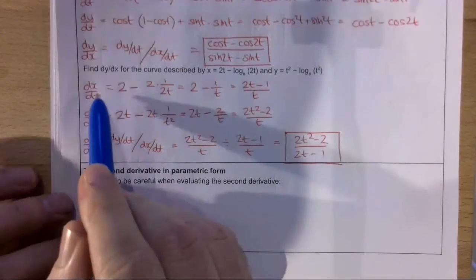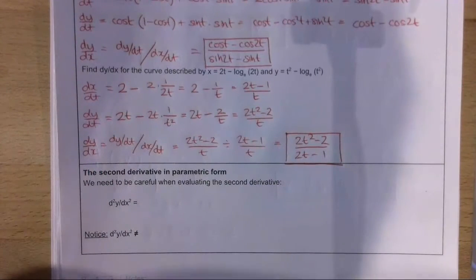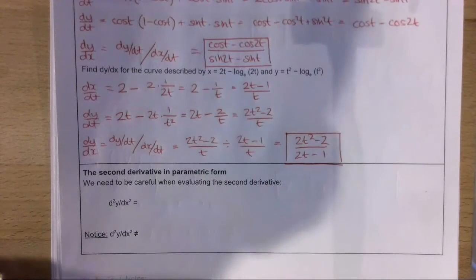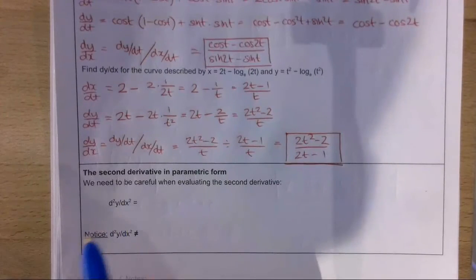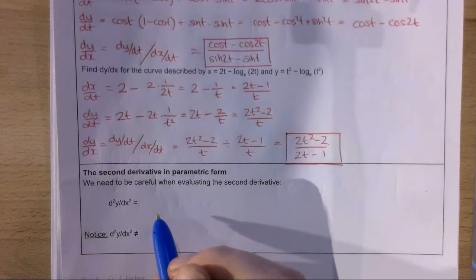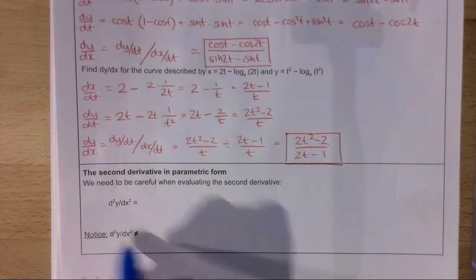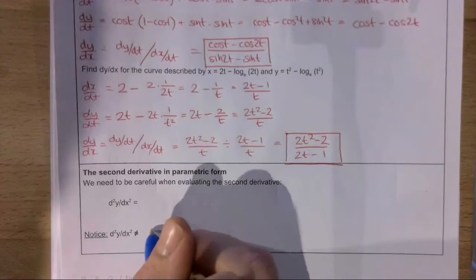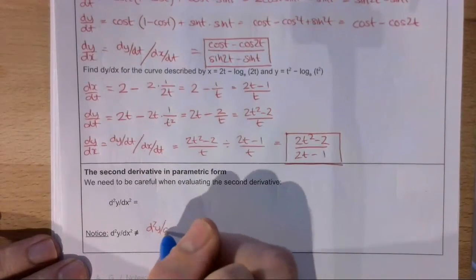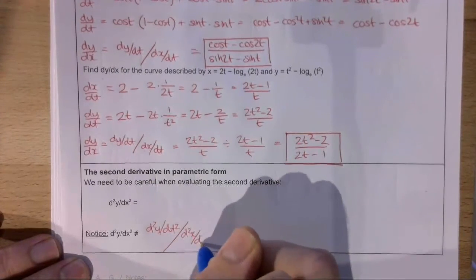A really nice, easy method for finding the gradient of all sorts of different curves now, not just functions. But before you get going on the exercise, I just want to draw your attention to one potential hazard here, and it's to do with the second derivative. It would be really easy to think that d2y by dx squared, just following this pattern, is going to be d2y by dt squared divided by d2x by dt squared.